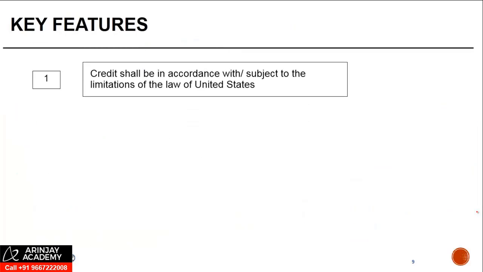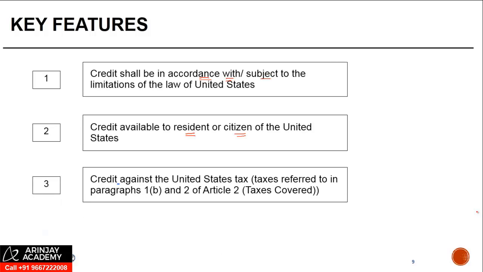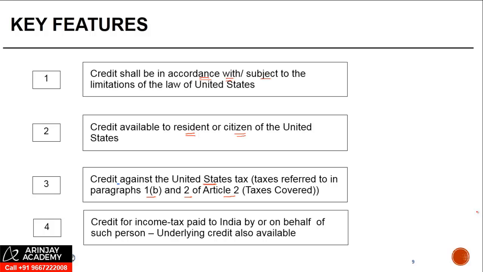Let's look at the key features of Article 25, paragraph 1. Credit shall be in accordance with and subject to the laws of the United States. Credit is available to a resident or a citizen of the United States. Credit shall be available against the United States tax, which is referred to in Article 2, paragraph 1b and 2. And credit shall be available for income tax paid to India by or on behalf of such person. By means directly, on behalf of, maybe by way of TDS.